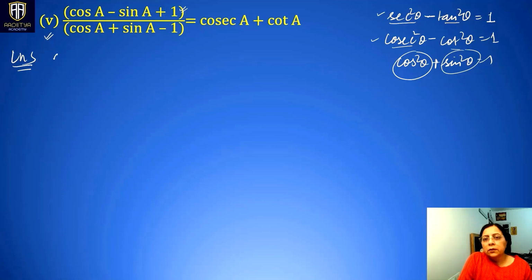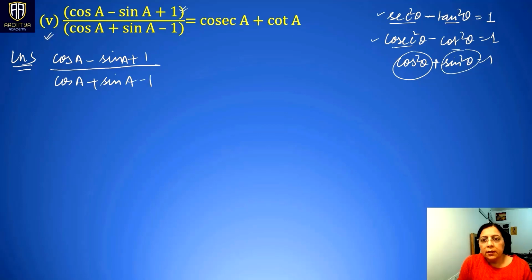LHS is cos A. First of all, I am copying this LHS: sine A, cos A plus sine A minus 1. So let me summarize this again.